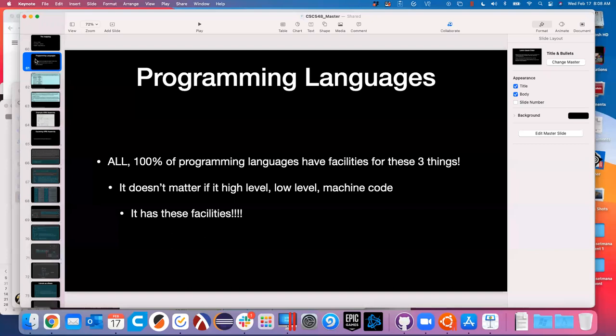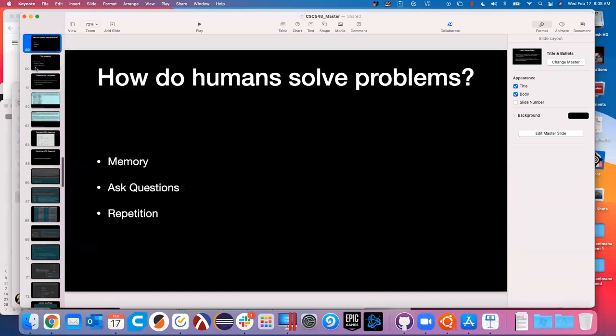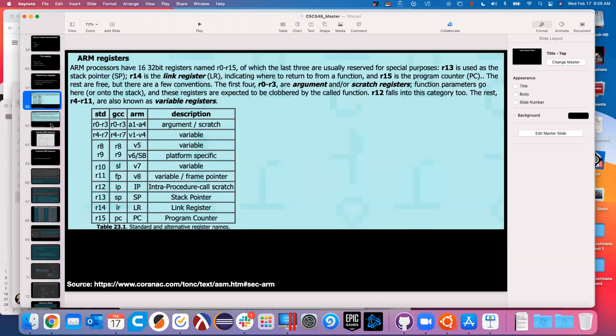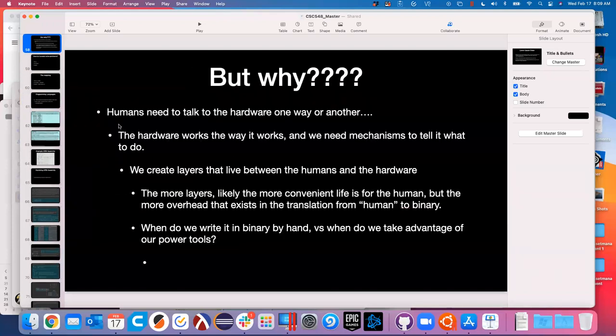All right, so let's pick up where we left off last time. We started talking about assembly specifically. Last time we were talking about some binary stuff and why these things exist, the difference between human beings and computers, and we've invented mechanisms that live between us and the computer to make our ability to tell the computer what to do easier.